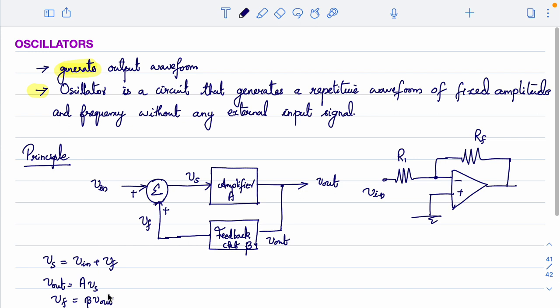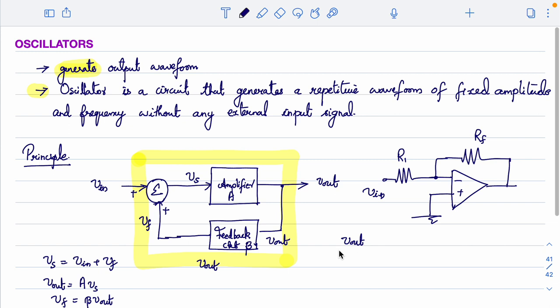And with that, I have written these three relations. Now, if I want to write a relation between the actual input, so now this entire box, I'm considering this as one entity, where Vin is the input to this box and Vout is the output of this, right? So how will I write a relation between Vout and Vin?